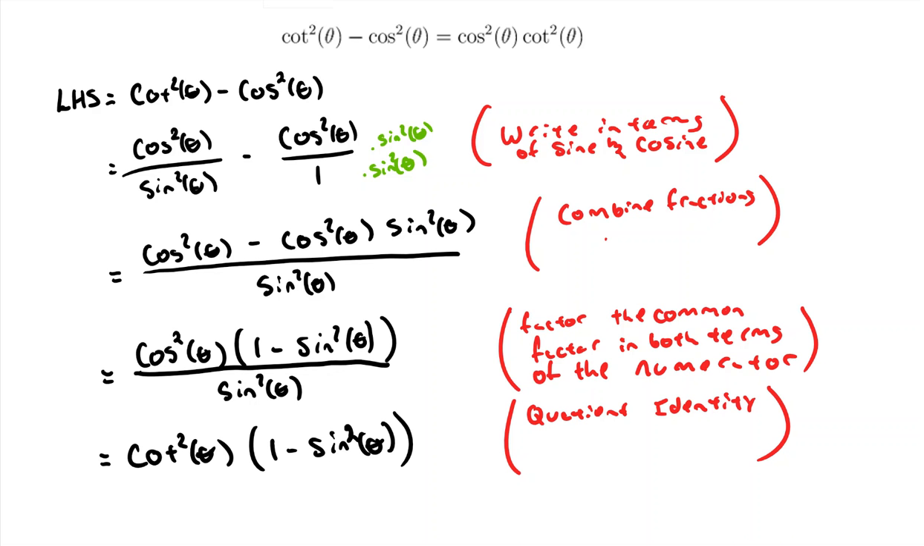And then I'm almost at what I want. I just need this 1 minus sine squared theta to become cosine squared theta. And I can do that because it's our favorite Pythagorean identity rearranged. If I rearrange sine squared theta plus cosine squared theta is equal to 1, I will end up with 1 minus sine squared theta is equal to cosine squared theta.